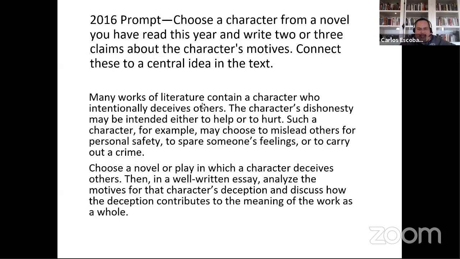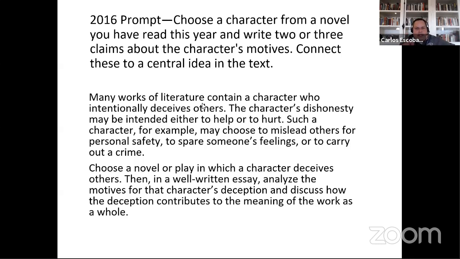And this is where a little dissection maybe of the prompt might be helpful. Sometimes students might read that first little paragraph and say, oh, wow, I have to do all this? And the answer is no, these are options, right? So you don't have to find a character who has been dishonest to help and to hurt. You don't have to find a character who is misleading others for personal safety and to spare someone's feelings and to carry out a crime. The way that these prompts are written, they're not trying to pin down the question, they're trying to open up the exploration of a topic so that then you can develop a theme centered on a work of literature.